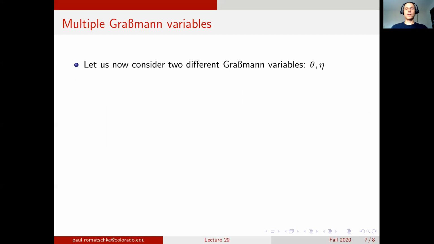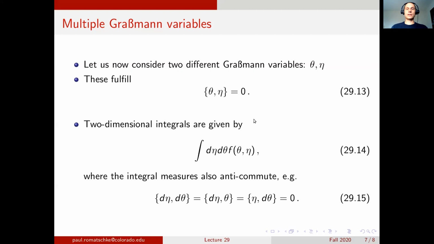If we have two different Graßmann variables, theta and eta, we can build up equations and integrations of multiple Graßmann variables. Clearly, if they're both Graßmann, then they still fulfill the anti-commutation relation, which I express in terms of this curly bracket here. And two-dimensional integrals are then given as an integral over d eta and d theta of a function of these two variables. The integration measures d eta and d theta also obey this anti-commutation rule. So in particular, the anti-commutator d eta d theta vanishes, the anti-commutator between d theta and theta vanishes, as does the anti-commutator between eta and d theta.